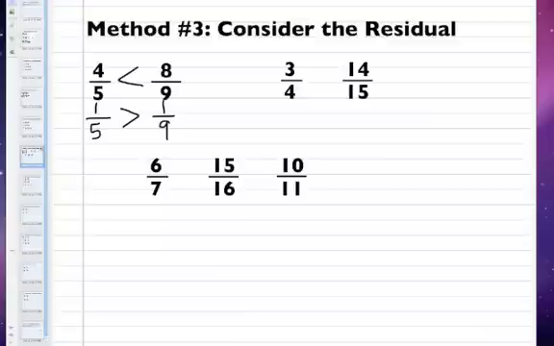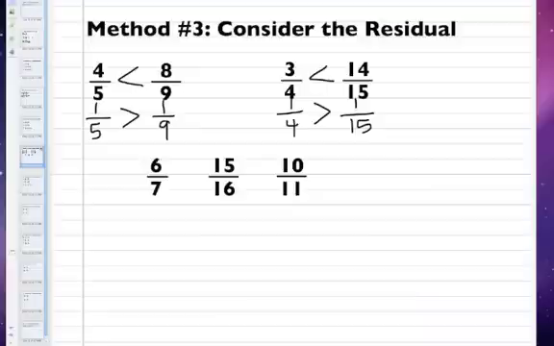In 3/4, 1/4 is missing, and in 14/15, 1/15 is missing. Again, the 15th is going to be a smaller piece than a fourth, and if I have one of each, 1/4 is going to be a greater missing or greater leftover, which means that 3/4 is going to be smaller than 14/15. So thinking about the greater residual will be the smaller fraction.